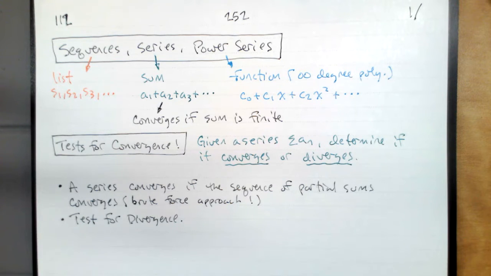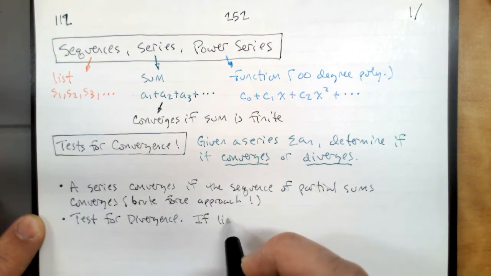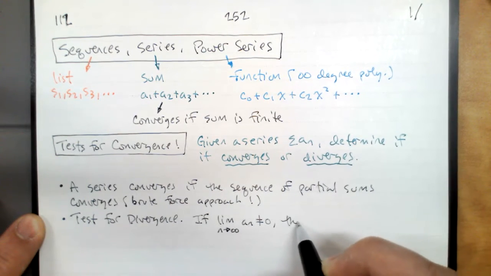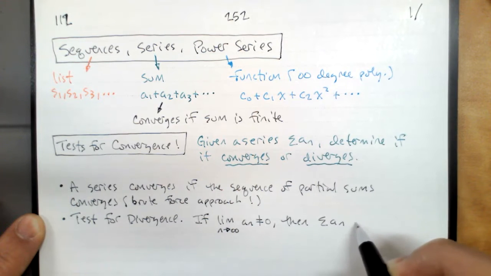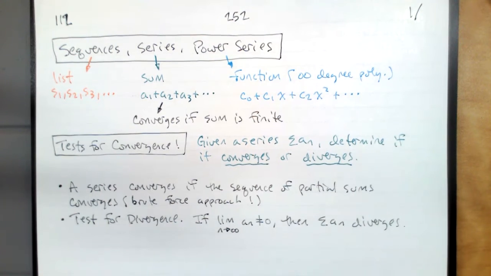If the limit of the terms is not 0, then the series diverges. We thought about this in terms of the sequence of partial sums. If the limit of the terms was like 2/3, then in the sequence of partial sums, each term will be 2/3 bigger than the previous one. And that sequence will diverge if you just keep adding too much to it.